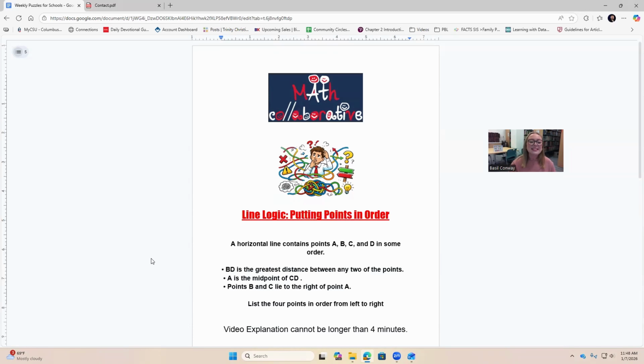Our second problem is line logic, putting points in order. A horizontal line contains points A, B, C, and D in some order. BD is the greatest distance between any two of the points. A is the midpoint of CD. Points B and C lie to the right of point A. Your job is to list the 4 points in order from left to right. Your video explanation cannot be longer than 4 minutes.